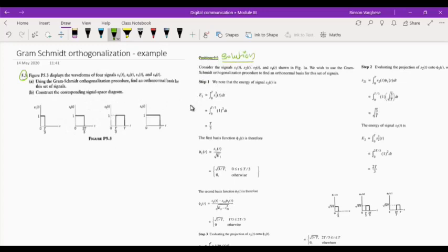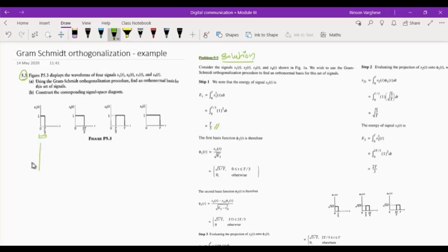The first step is simply to select the first signal itself as the first basis by normalizing it. So we need to find the energy of that signal: the integral 0 to T of S1 square of t dt. This signal is only up to T by 3, so the integration becomes 0 to T by 3, and in that range the signal is 1. So 1 square dt, and you will get T by 3. Now the first basis: you just need to divide the first signal by the root of this.